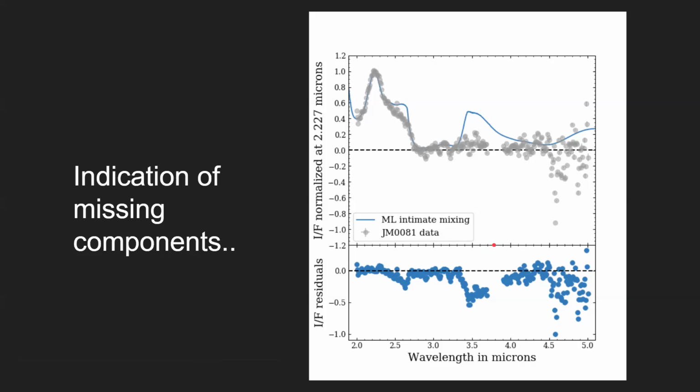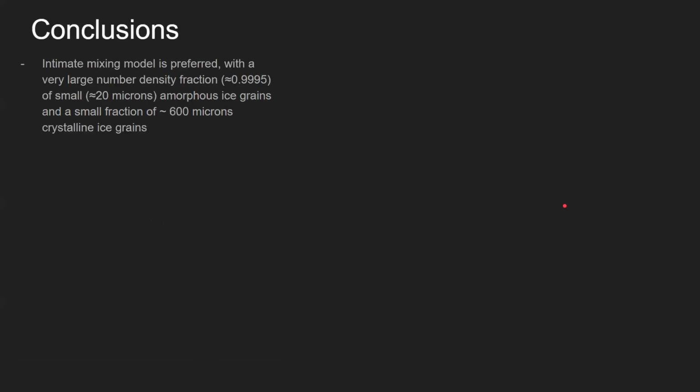So that is the next phase of the project, where as we get these new optical constants, we will incorporate them into the analysis. The most important conclusion is that our analysis points to the intimate mixing model as the most favored model, where crystalline and amorphous ice grains are very well mixed together with a very high number fraction of amorphous ice, which are very small, 20 microns, and a very small fraction of large crystalline ice grains.